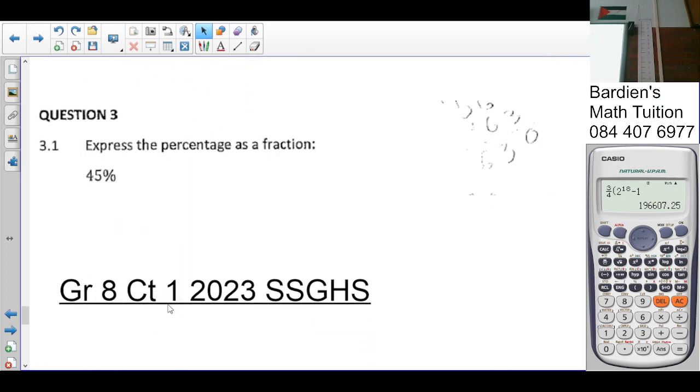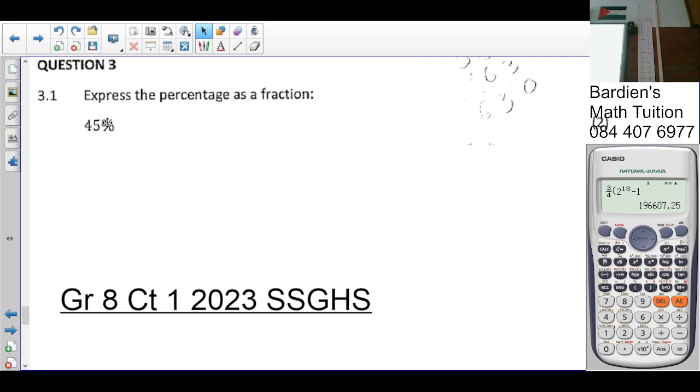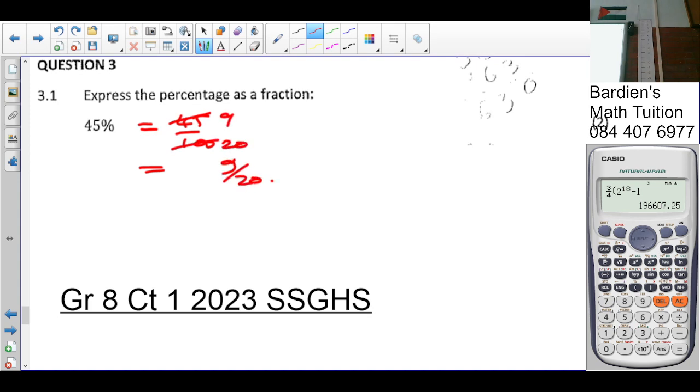Anything else? No, it says express the percentage as a fraction. 45% is the same as saying 45 over 100. So 5 goes into 45 9 times, 5 goes into 100 20 times. So it's 9 over 20. Any problems here, people? No?